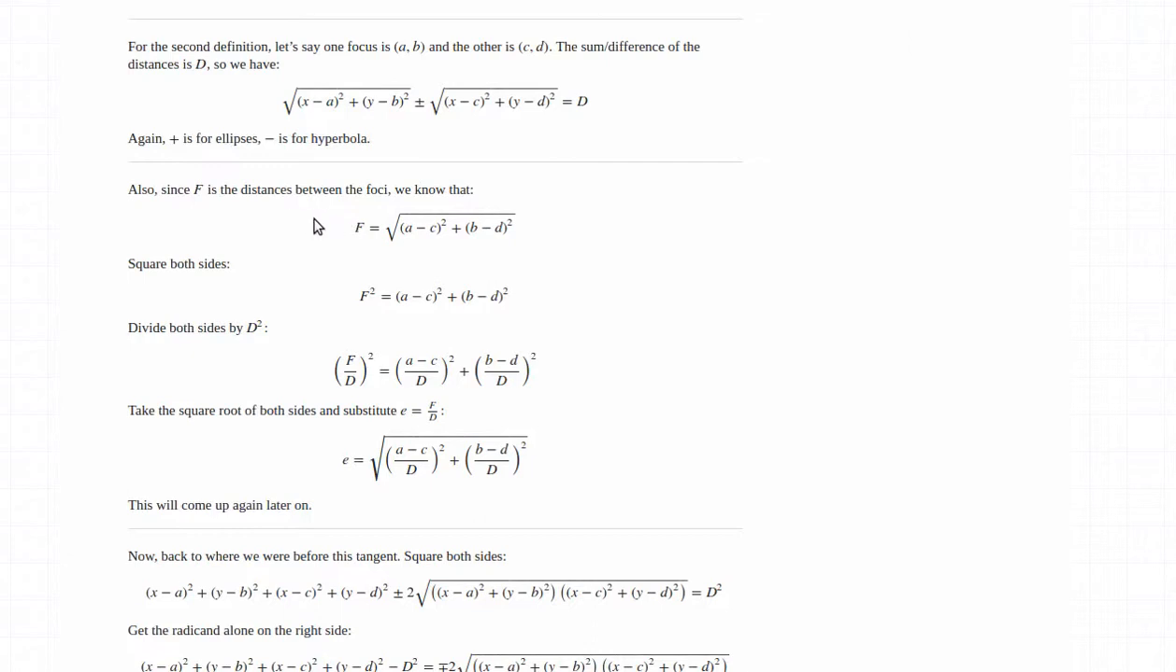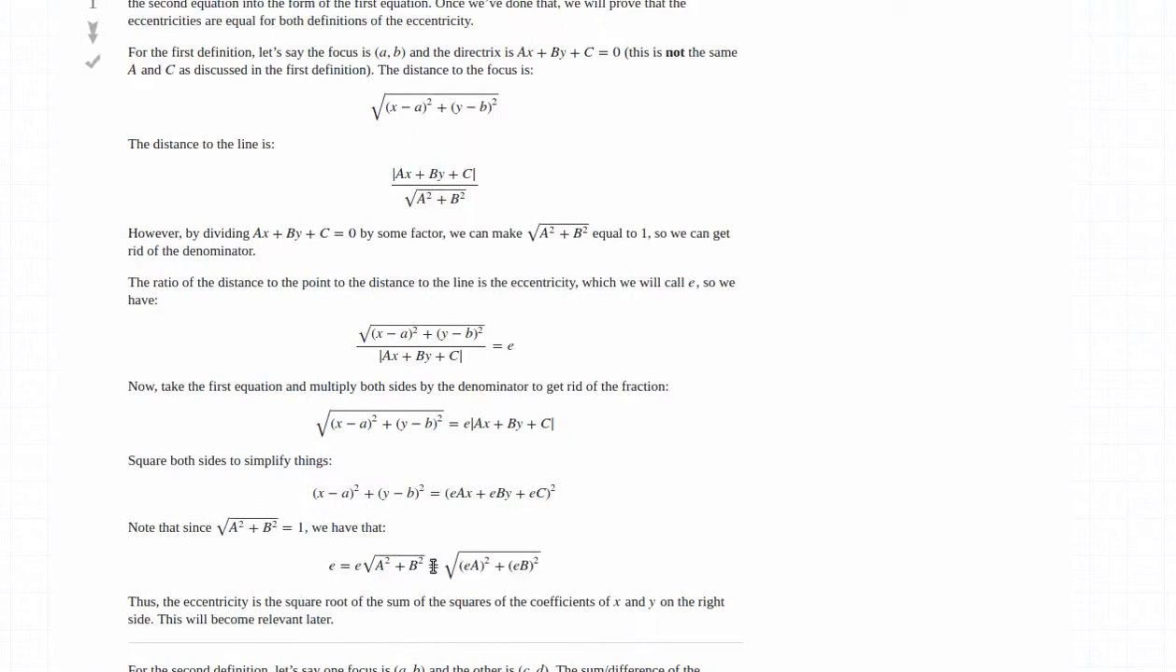So f equals the distance between the foci, which is the square root of (a minus c) squared plus (b minus d) squared. Square both sides: f squared equals (a minus c) squared plus (b minus d) squared. Divide both sides by d squared. The reason I did that is to get (f over d) squared equals ((a minus c) over d) squared plus ((b minus d) over d) squared. f over d is e, so we take the square root of both sides, and now the right side is the square root of ((a minus c) over d) squared plus ((b minus d) over d) squared. That is the eccentricity. So you have the eccentricity for the second equation, we have the equation for the second definition, and then we have the same for the first.